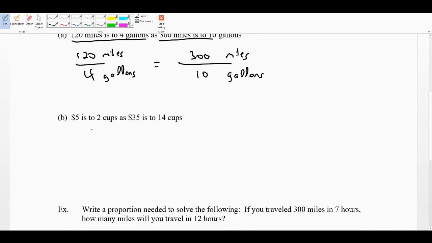Now this one we have $5 is to 2 cups. So we'll write $5 over 2 cups equals $35. Since we have the dollars on top, we put the $35 on top here, and the 14 cups. And since we have cups on the bottom, we'll put the 14 cups on the bottom here.